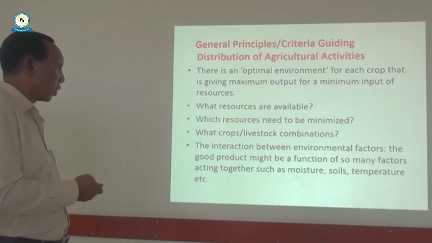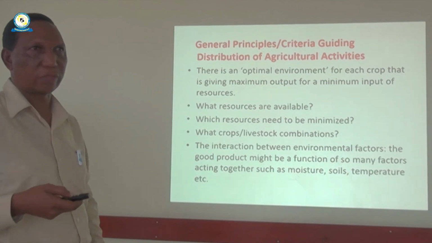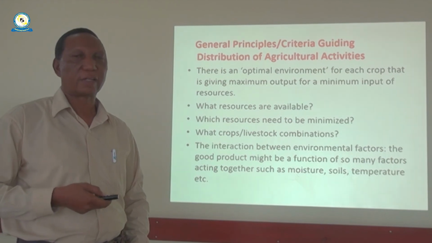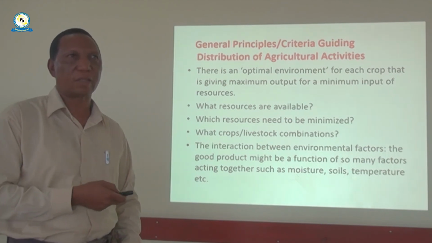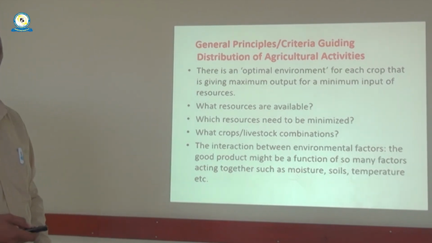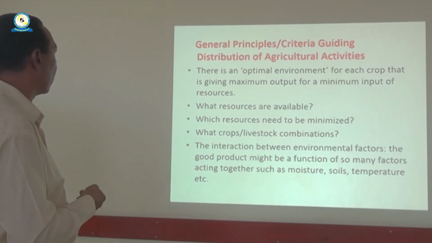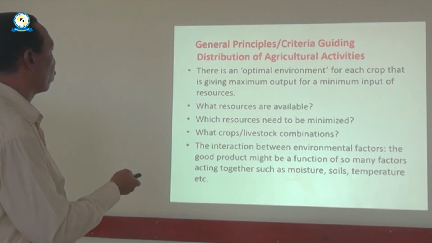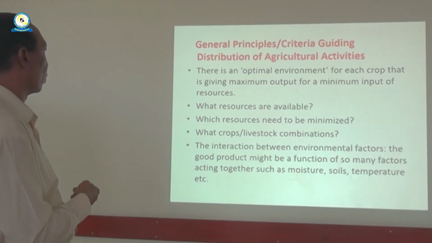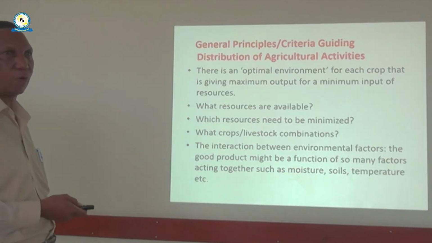So, what you're supposed to learn is that you should not consider that the physical environment determines each and everything. There are other things that match together with the physical environment that have to be considered. See, there is an optimal environment for each crop that gives maximum output for minimum input of resources. But also, there are external factors which influence the physical ones.